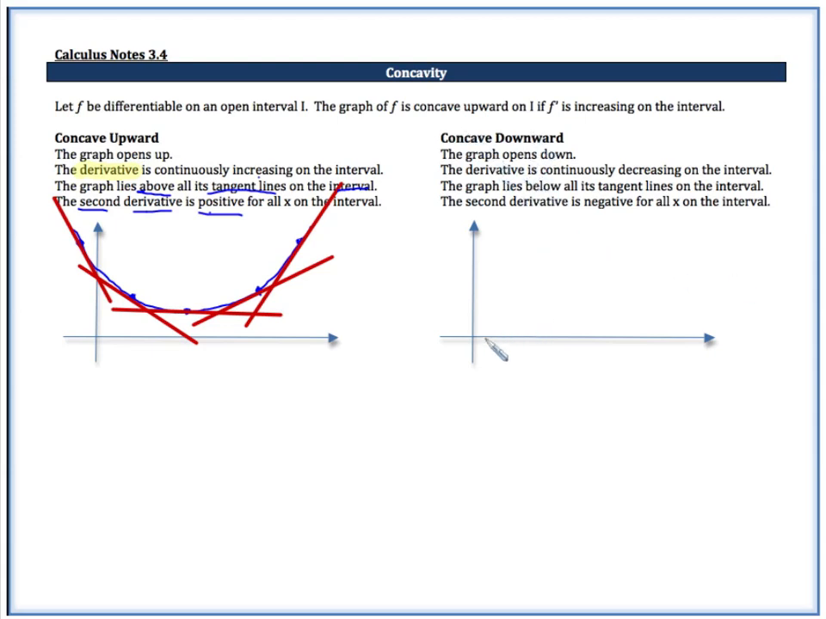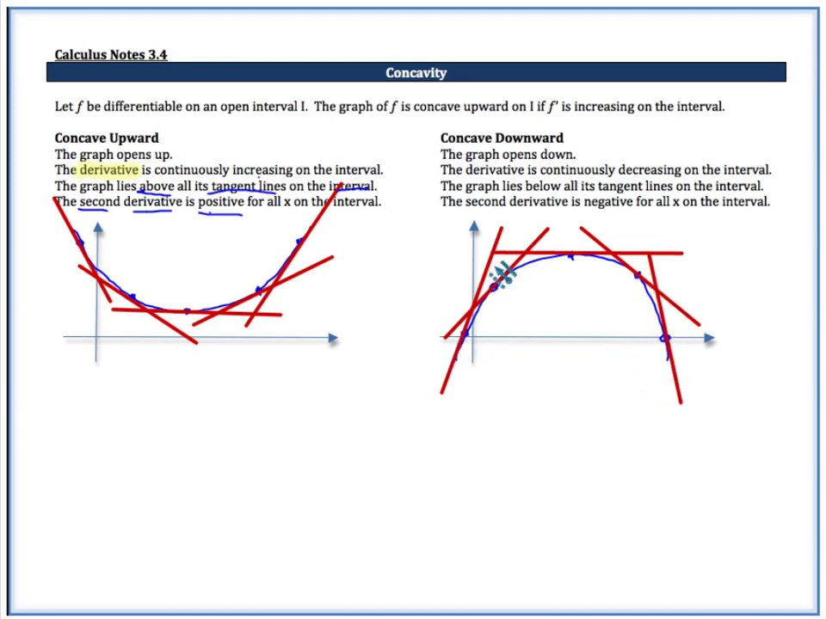Concave downward is the same type of idea, except now our graph is opening down. Visually that's what it looks like, and our derivative is constantly decreasing. So we could pick some points on our interval again, and to really view the derivative, we could see our tangent line here. That's very steep, positive. Still positive, not quite as steep. Here we would get 0. Here it's negative, and here it's very steep and negative.